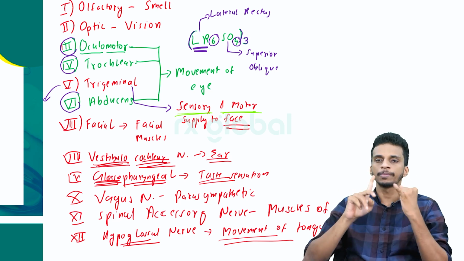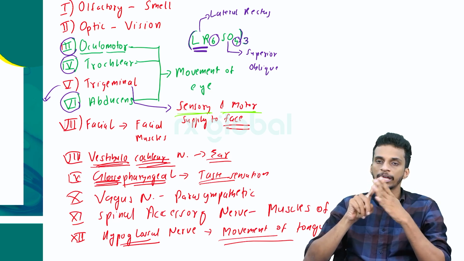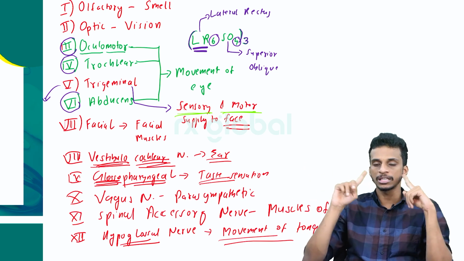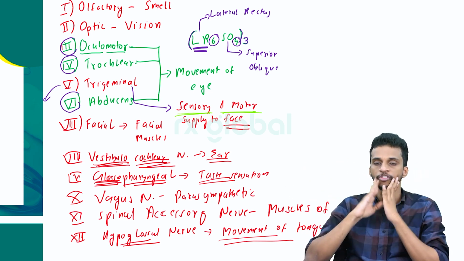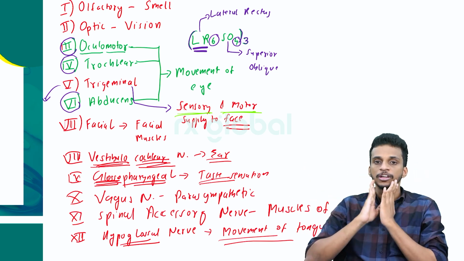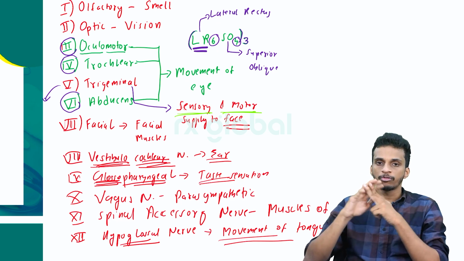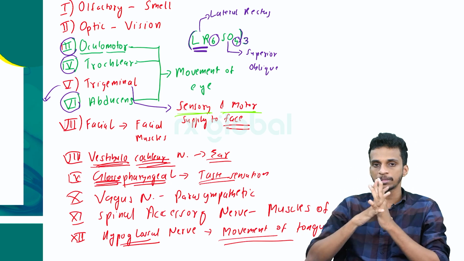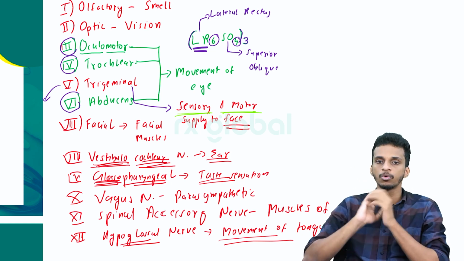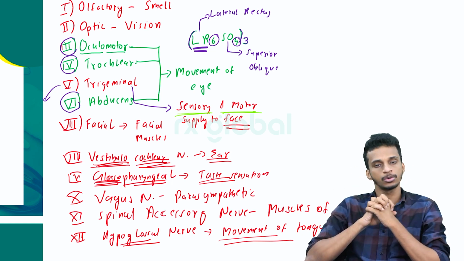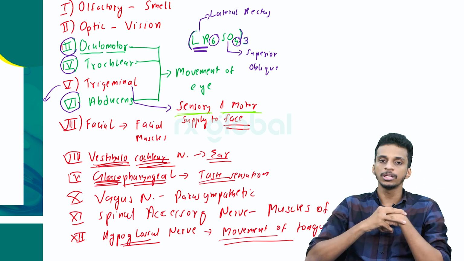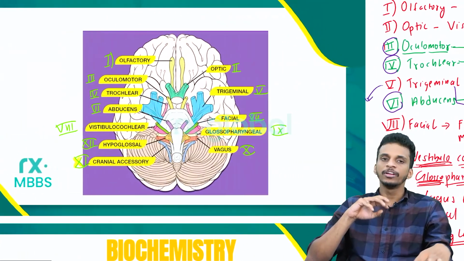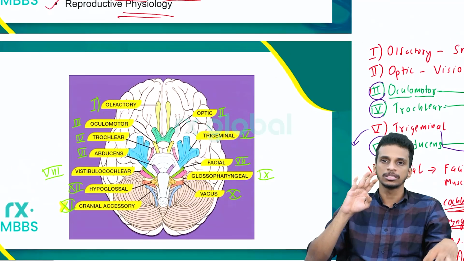So olfactory for smell, optic for vision, oculomotor, trochlear and abducens for eye movements. Remember LR6 SO4 for thrice. Trigeminal for the sensory and motor system of the face. Facial nerve for facial muscles, vestibulocochlear for hearing and balance, glossopharyngeal for taste, vagus for mainly parasympathetic activity, spinal accessory for the movement of the neck muscles, that is sternocleidomastoid and trapezius, and the hypoglossal for the movement of the tongue. Okay, so with that we are coming to an end to the physiology session also.